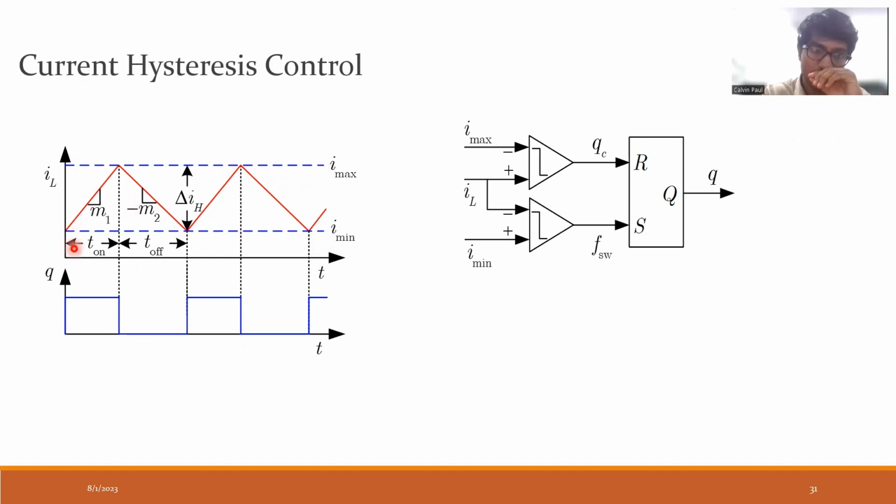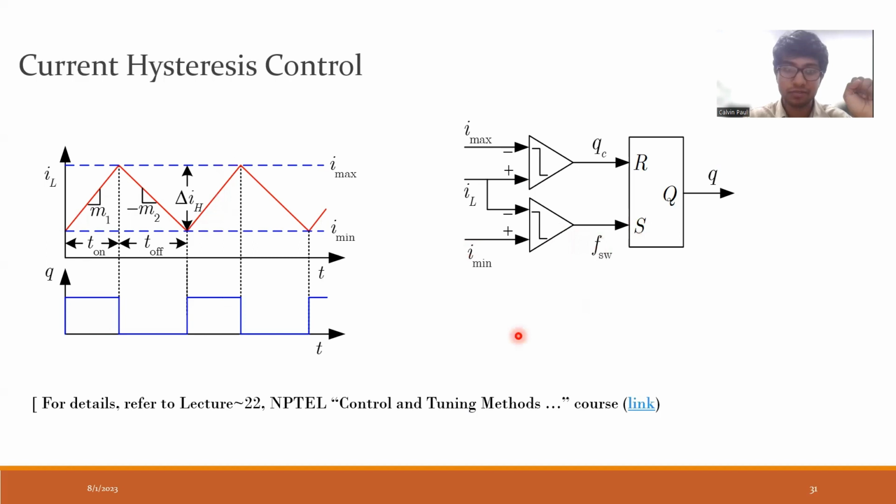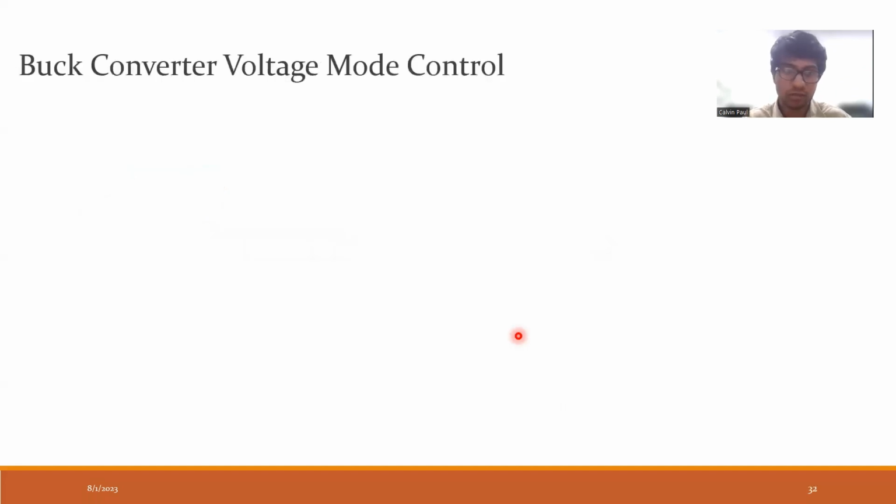So the switch turns on, the current rises. When it reaches the maximum value, it turns off. When it reaches the minimum value, it turns on. It rises, reaches the maximum value, it is switched off, then the current falls. This is the current hysteresis control, which is implemented by this logic, by this RS latch, and by these two comparators. If you want further details of it, you can refer to lecture 22 of the previous NPTEL course.